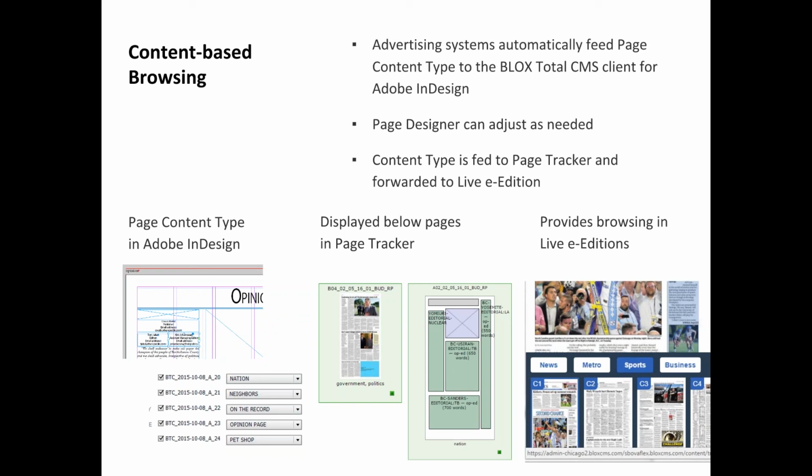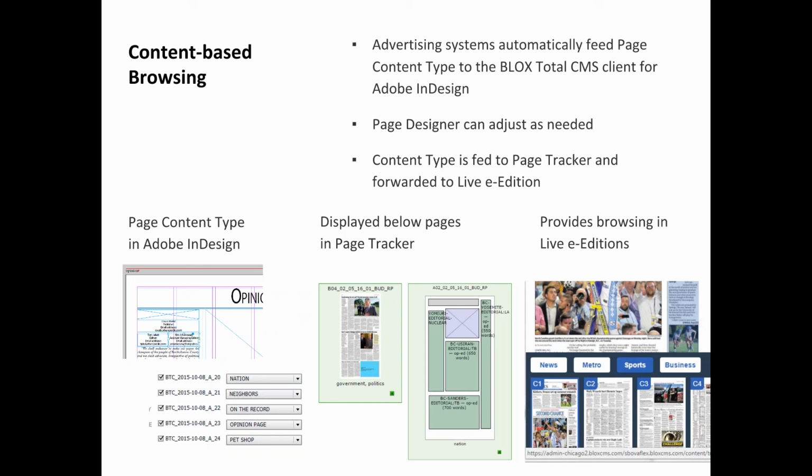For example, you see news, metro, sports, and business. And the Live e-edition users will be able to, for example, click on the comics tab, and they'll go straight to the comics page in your Live e-edition. Or opinion, or the sports pages, etc. And so this is a really cool way then to group the pages together. And this, again, it's completely automatic.